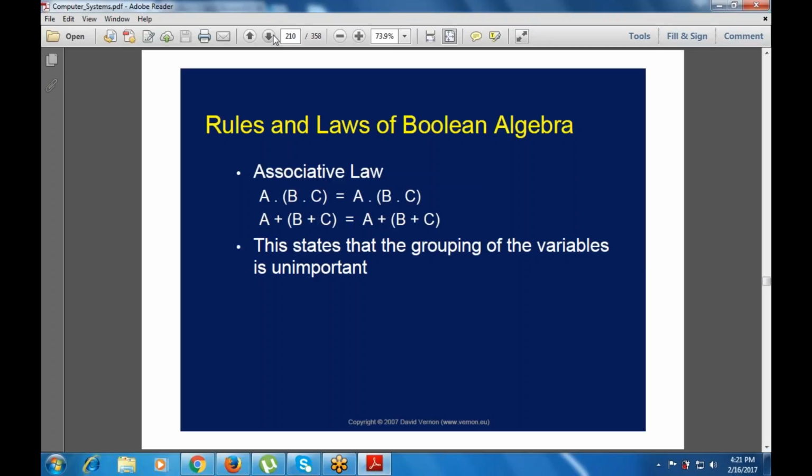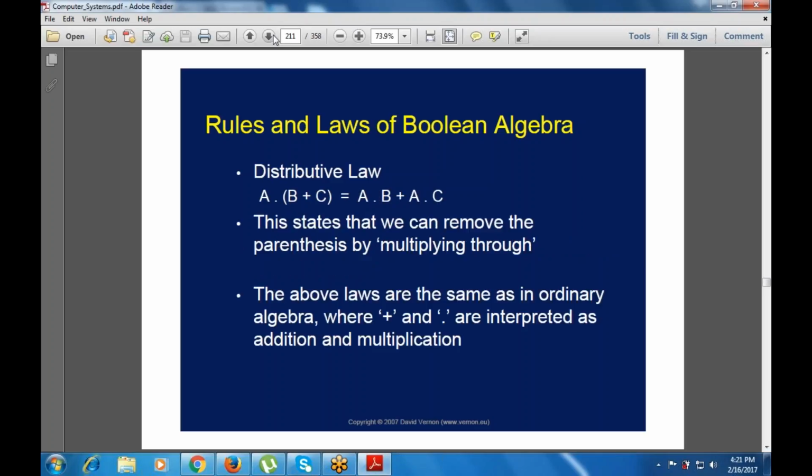The next one is the associative law. This is A into (B into C) equals (A into B) into C. Then A plus (B plus C), in one bracket, is the same as (A plus B) plus C in the other. And this states that the grouping of the variables is unimportant over here.